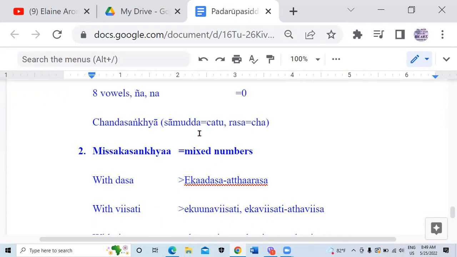Rasa, okay, an obvious word I mentioned here, rasa, six. There are six types of taste in Pali literature. That's why rasa means six, like this. And haya means horse, a horse means satta, like this. So these are also called Saṅkhyātaddhita Sankhya, okay.